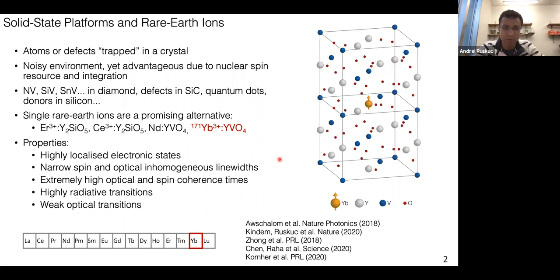All of these rare earth ion platforms really inherit a common set of characteristics. So they have highly localized electronic states. They have very narrow spin and optical inhomogeneous line widths. Rare earth ions also exhibit some of the longest optical and spin coherence times in the solid state. And they also have highly radiative optical transitions. However, these transitions are typically very weak, and this makes detecting and working with single ions quite challenging.